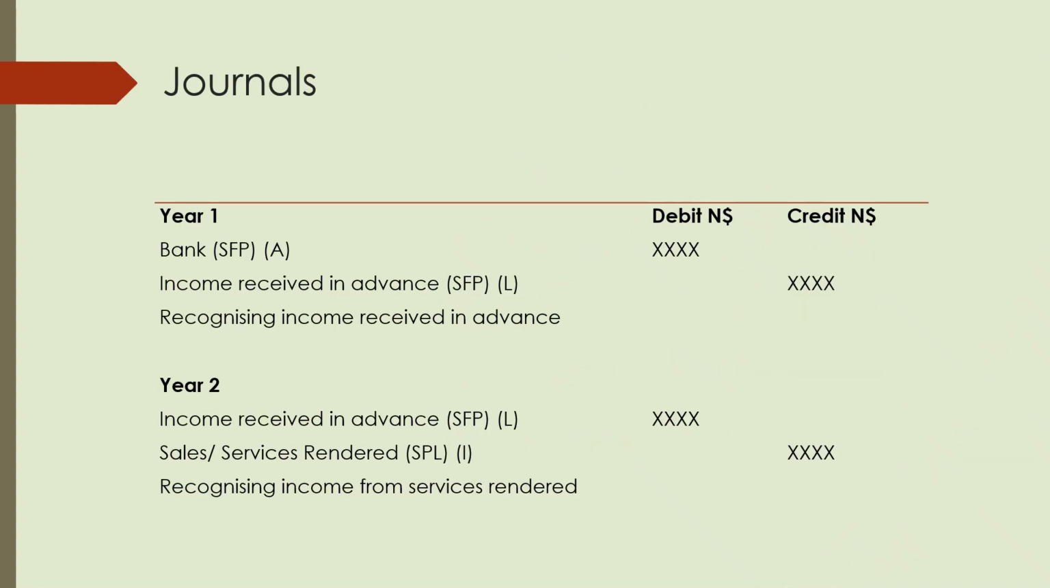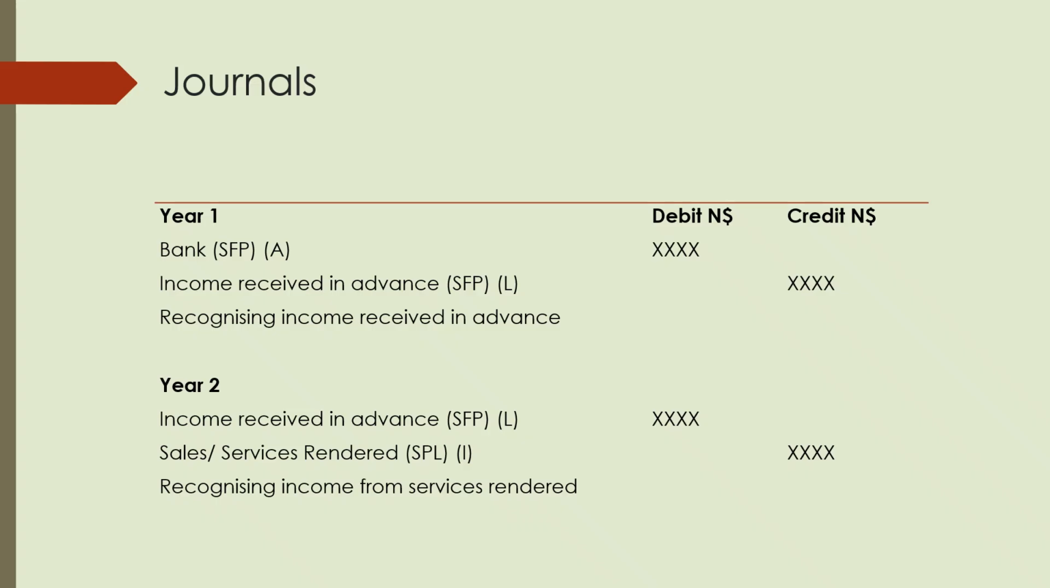Receipt of the income. The accountant will debit bank and credit income received in advance. That is to recognize the income received in advance in year 1. You will see that the bank is an asset, while income received in advance is a liability. So in this instance, the profit was not affected by the income received in advance.